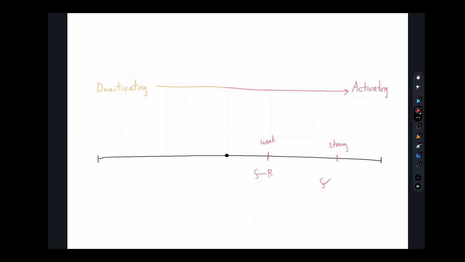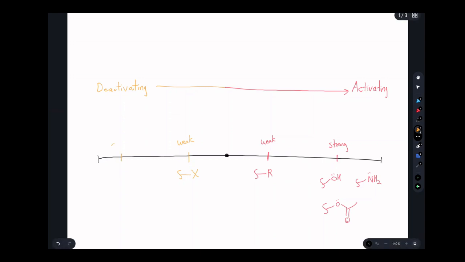Remember that the strong activators, I'll list a couple here, generally have a lone pair attached. So an atom with a lone pair directly attached. Excellent. Moving towards the deactivating side, we have our weak deactivators, which are our halogens. This includes bromine, chlorine, iodine, stuff like that.